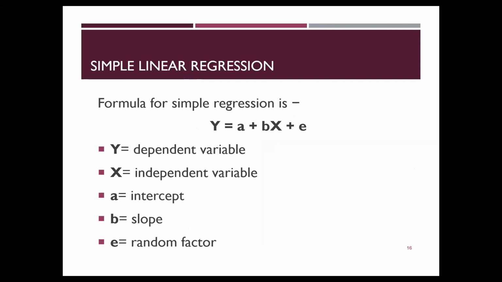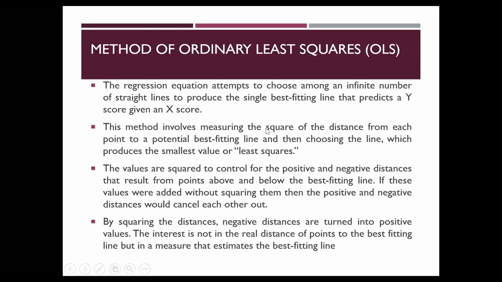So let's look at the equation once again in detail. This is the regression equation: y equals a plus bx plus error. y is the dependent variable, x is the independent variable, a is the intercept, b is the slope, and e is the random error. For example, if you take body weight, that will be y, x will be the plasma volume, a is called the intercept, and b is called the slope.